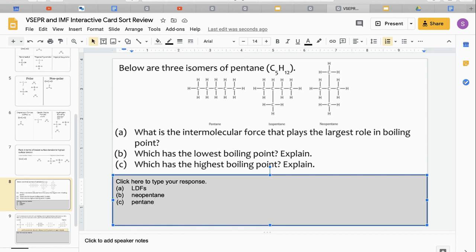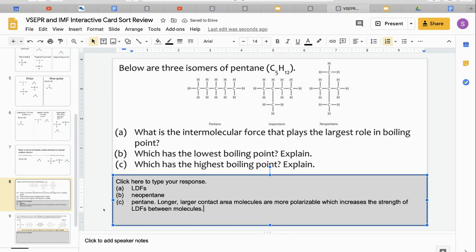So once we have longer, straighter, more surface area molecules, that's going to increase the polarizability. So I'll just say longer, larger contact area molecules are more polarizable, which increases the strength of LDFs between molecules.